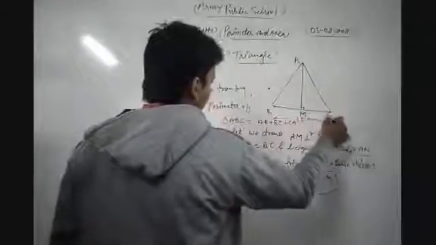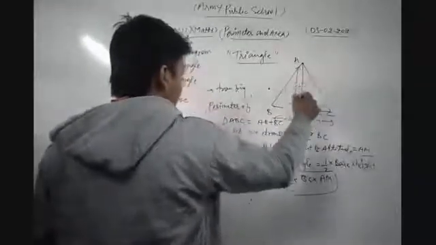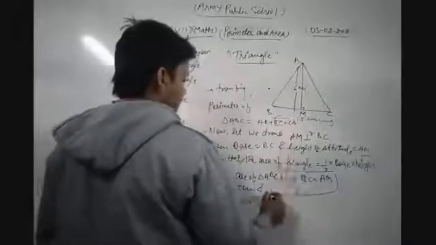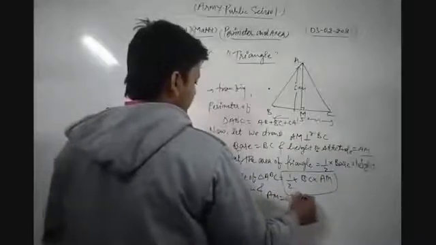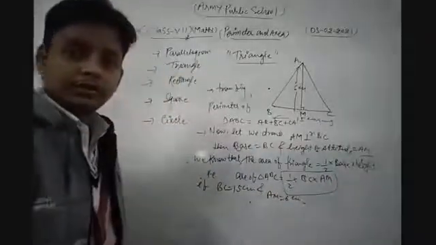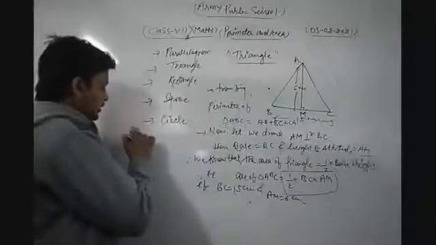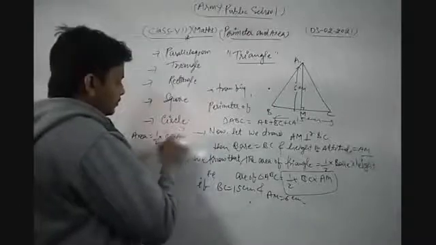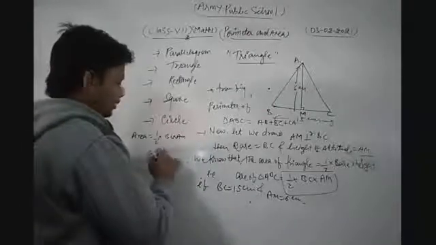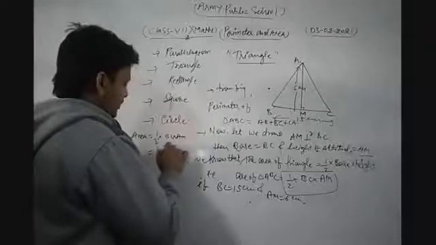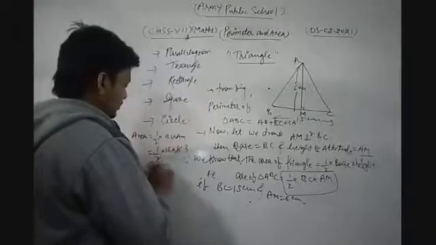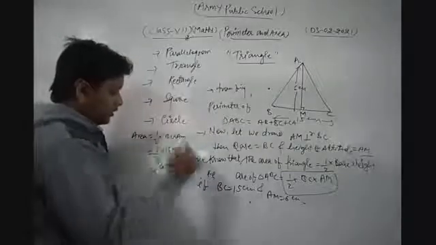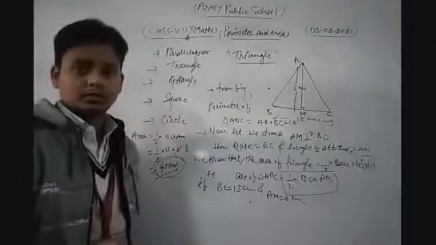Now suppose, dear friends, in any question base BC is given as 15 centimeter and its corresponding altitude AM is given as 6 centimeter. Then what is the value of its area? The area is equal to 1/2 base into height AM. So we put all the values: 1/2 into BC, which is 15, into 6. That is 2 threes are 6, so 45 centimeter square. So this is the formula, and this is the method to solve that type of question.